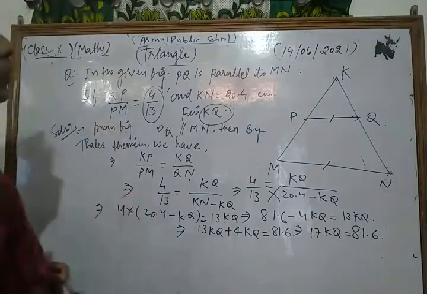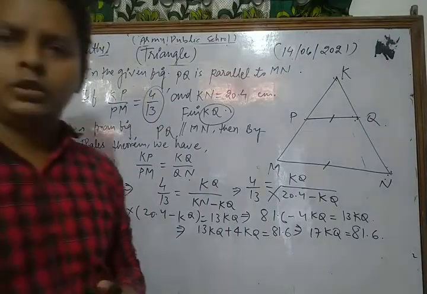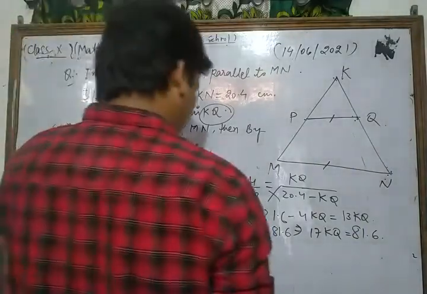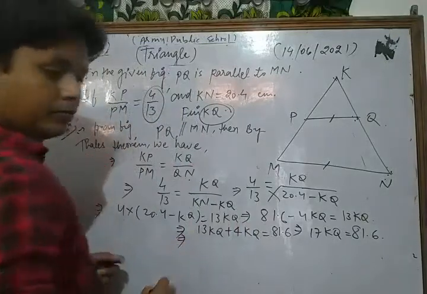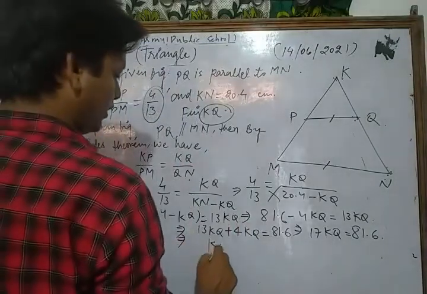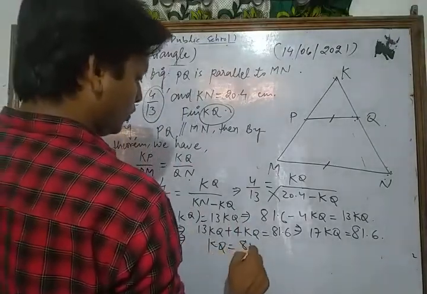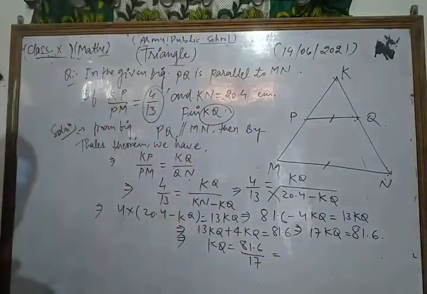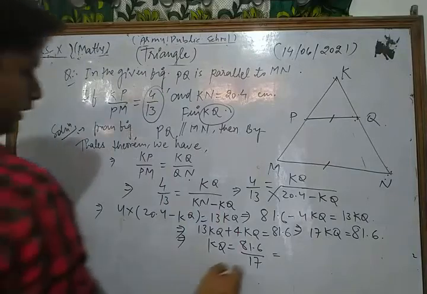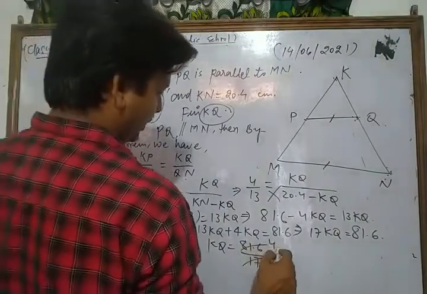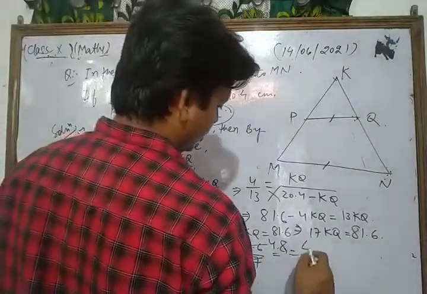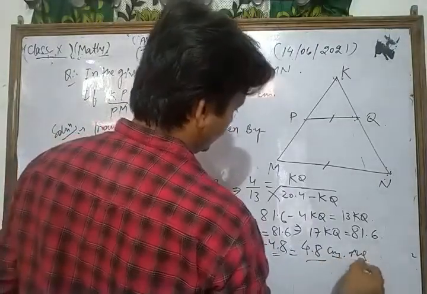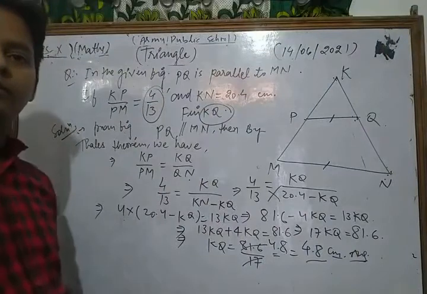Now, dear friends, from there we find the value of KQ. The value of KQ is equal to 81.6 upon 17. After simplifying, we get 4.8, so 4.8 centimeter is the value of KQ.